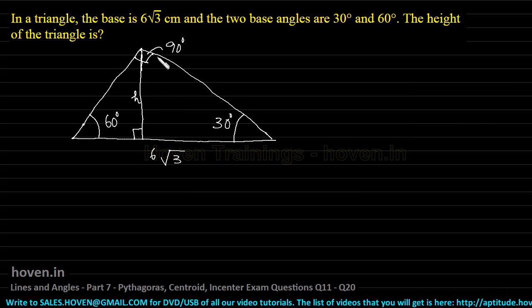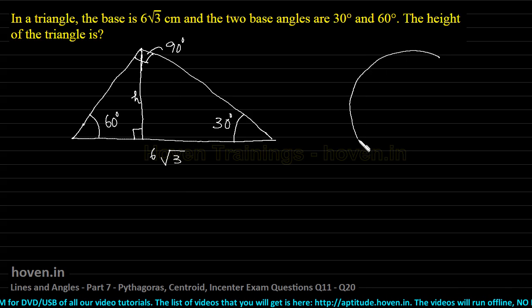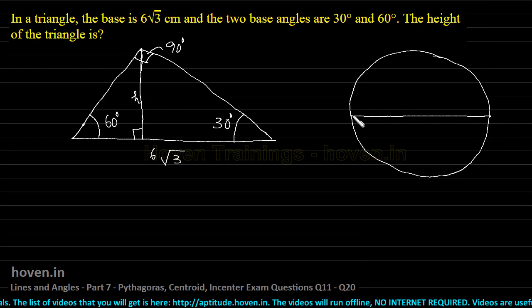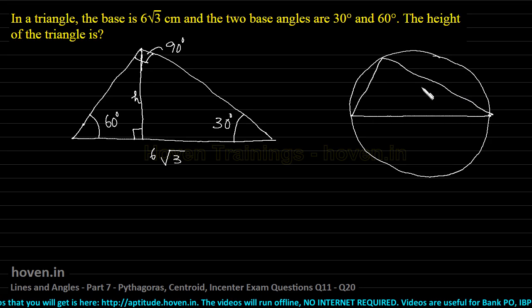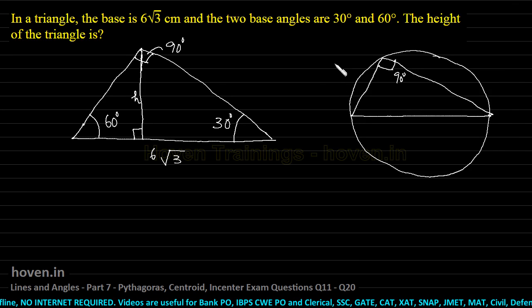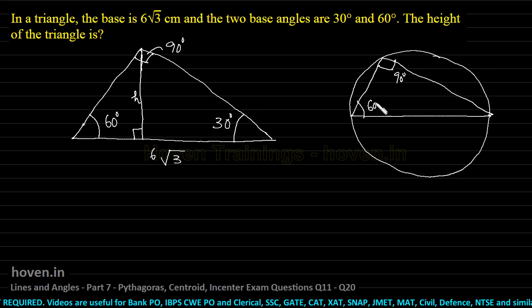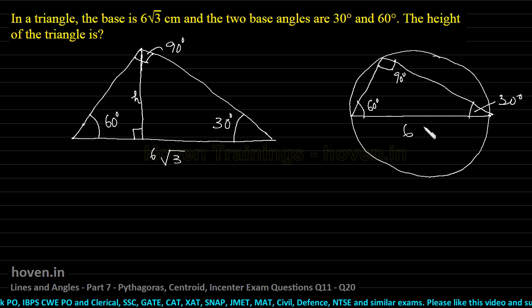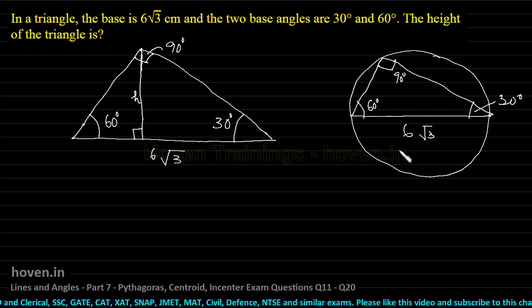So we will definitely have to think a bit out of the box. The first thing that strikes me is the case of an angle in a semicircle. See what I am trying to say. If this is a circle and this is a diameter, and if I draw a triangle in the upper part of this circle, then this triangle will always be a 90 degrees triangle. This is a property of a circle, that angle in a semicircle is always 90 degrees. So let us now transfer this situation to here and mark this as 60 degrees, mark this as 30 degrees, and this entire thing, that is the diameter, has been given to us as 6 square root of 3. Now we have to find out this height h.